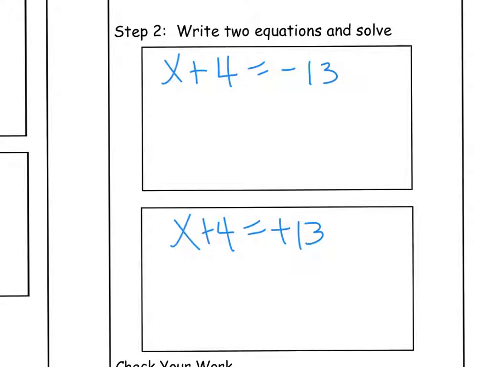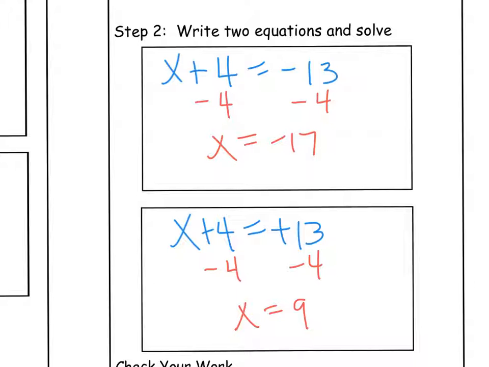So we have x plus 4 equals negative 13 and x plus 4 equals positive 13. We're simply going to solve those. To get the x by itself, we have to get rid of this 4, so we're going to subtract 4 on both sides. We end up with x equals negative 17. We do the same thing to the other equation because we're trying to isolate x. We subtract the 4 on both sides. We get x equals 9. So we have two answers, x equals negative 17 and x equals 9, and we just need to check our work.